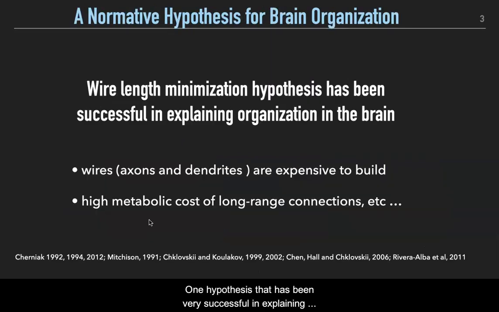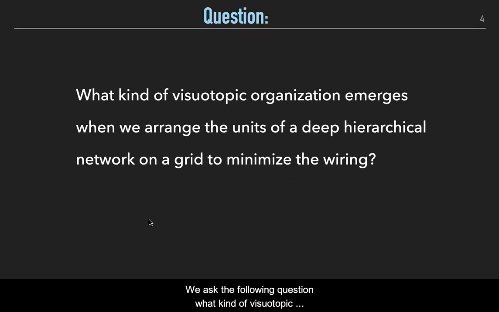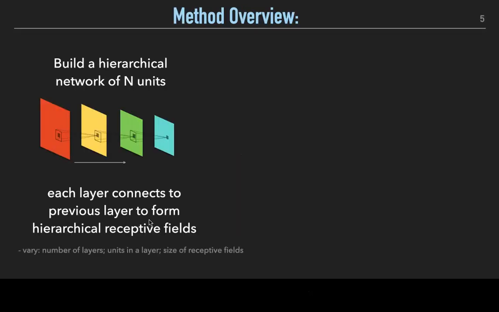One hypothesis that has been very successful in explaining organization in the brain is the wire-length minimization hypothesis. Simply stated, the hypothesis states that wires, axons, and dendrites are expensive to build, and there is high metabolic cost of long-range connections, so to conserve resources, the total wire length should be minimized. We ask the following question: what kind of visuotopic organization emerges when we arrange the units of a deep hierarchical network on a grid such that the total wire or distance between connected units is minimized?